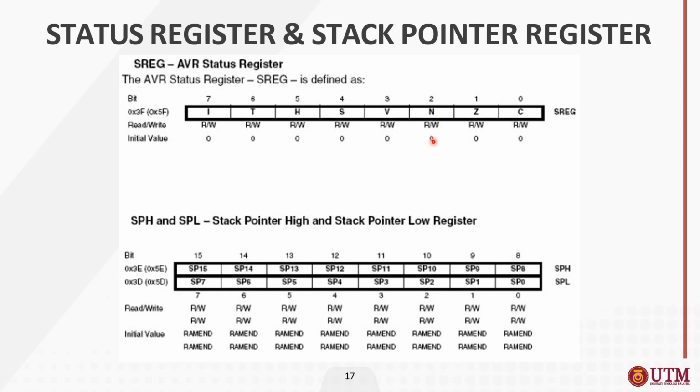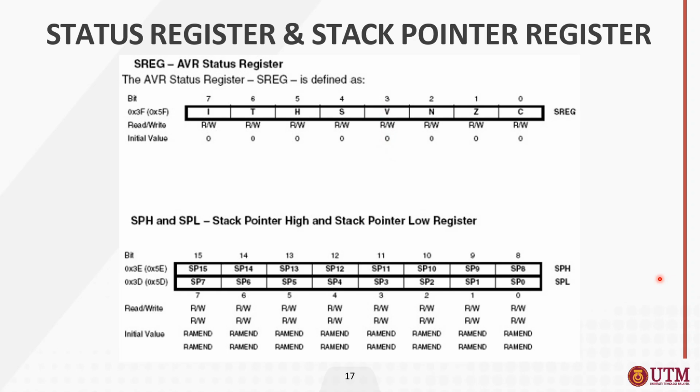Alright. So next is V. V is the overflow flag. It is located at bit number 3. This flag will become 1 if there is an overflow in arithmetic operations. It means that if you add two positive numbers and suddenly it yields a negative result, the data has overflowed. So if there is an overflow going on, this flag will be set. It will become 1.